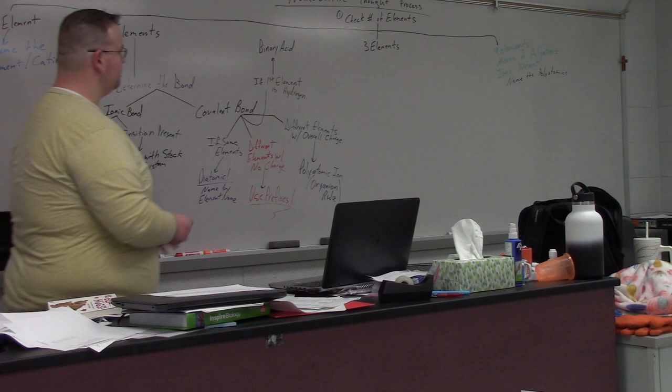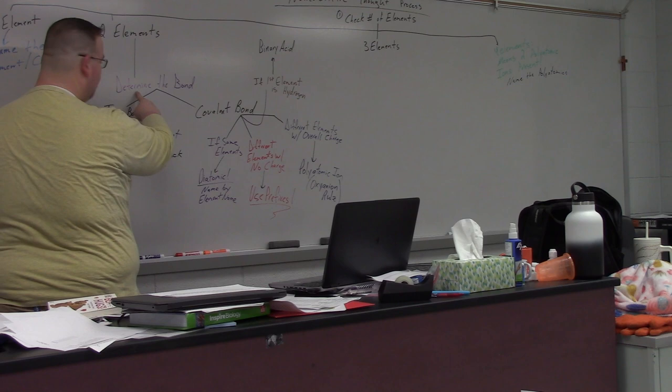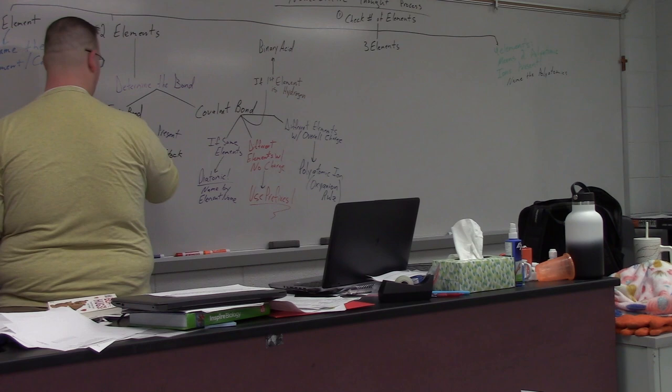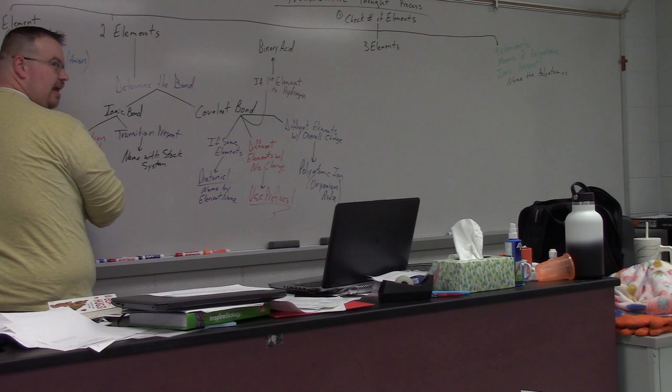I check the number of elements. So I come down, I have two elements. I look at the elements, I determine the bond. For determining the bond, I have an ionic or covalent bond. If I have an ionic bond, first thing I look for is a transition metal. I name it with the Stock system. Ionic bond, non-transition metal, name the cation, the anion.